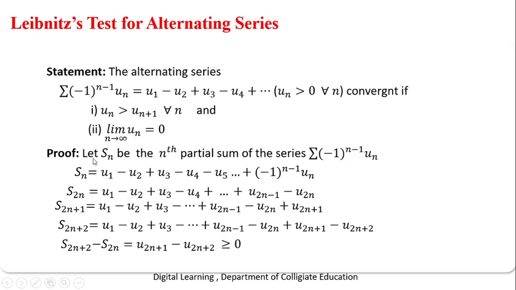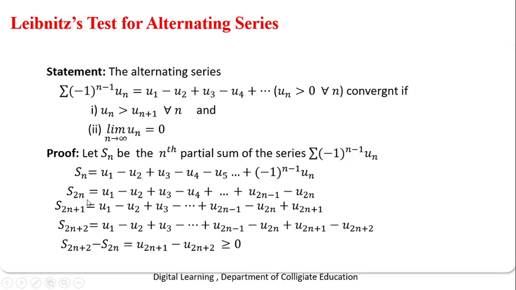Proof: let us consider the sum to n terms, the nth partial sum of the series summation minus 1 to the power of n minus 1 into un. This is an alternating series. Sum to n terms. Expand the summation. After expansion, we get u1 minus u2 plus u3 minus u4 plus u5 and so on, minus 1 to the power of n minus 1 into un. Now, this is the sum to n terms.